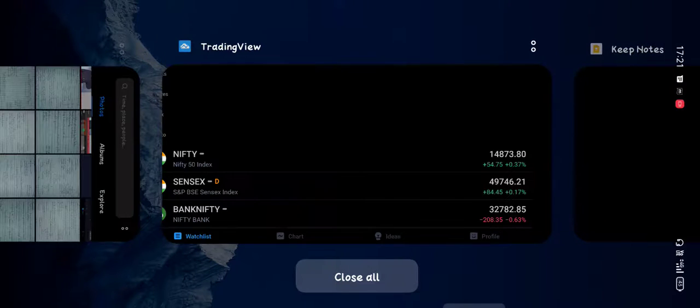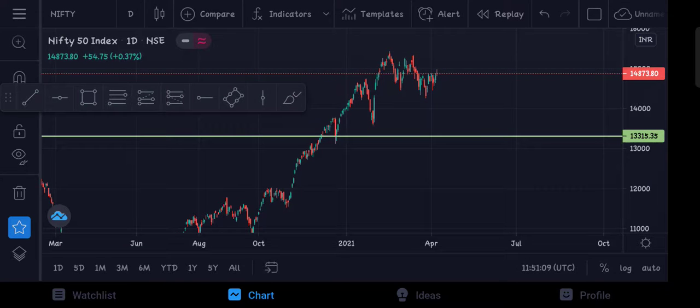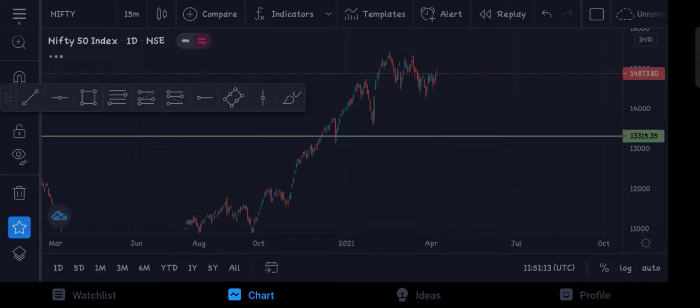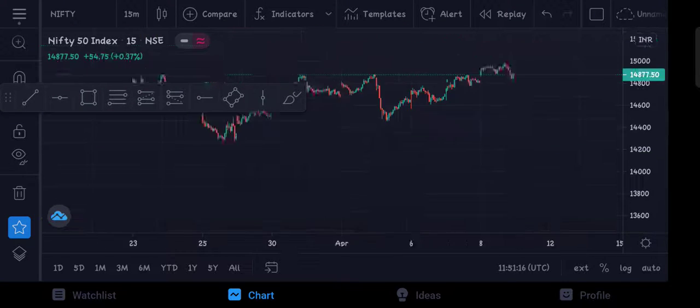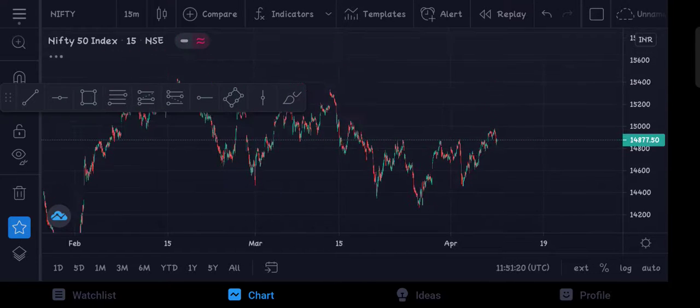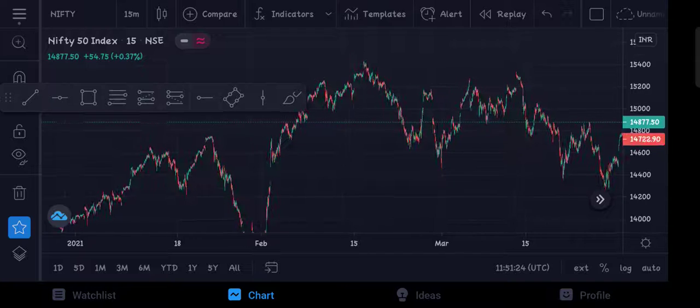I will explain to you practically how it works. Let me take the example of the Nifty 50 index. Let me draw some support and resistance areas. I will even make a video on support and resistance, guys. Please stay tuned.